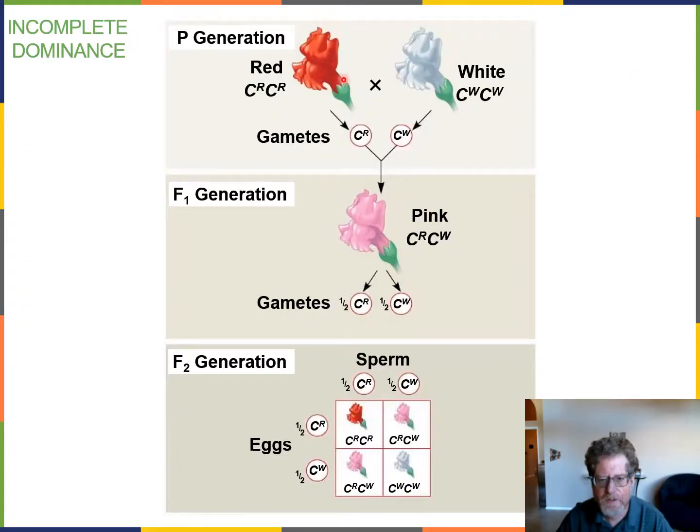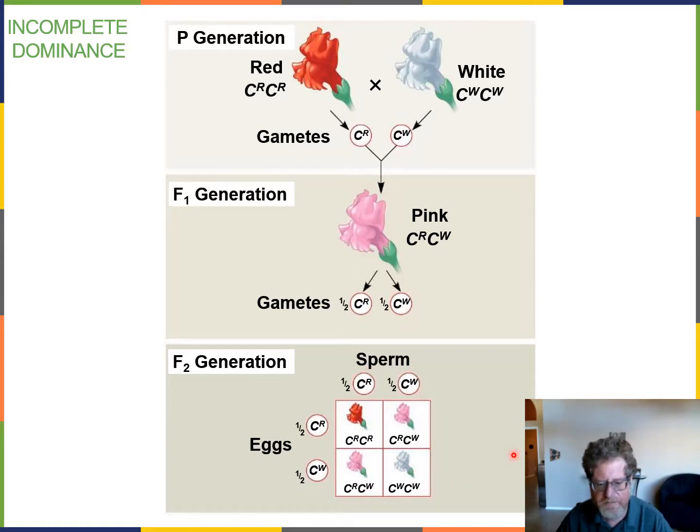Okay, so the parent cross of a red and white snapdragon produces all pink offspring, and then the C^R and C^W separate in the sperm, and they separate in the eggs, and they come back together in fertilization. C^R across, C^R down, C^R across, C^W down. C^W across, C^R down, C^W across, C^W down.